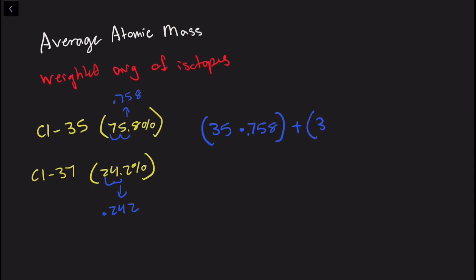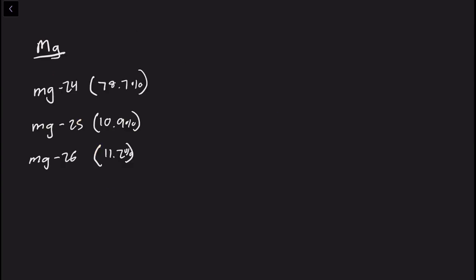which is from the Cl37. So we're going to do the same thing except with 37. We're going to multiply it by 0.242, giving us a total of 35.48. So chlorine will end up with an atomic mass of 35.48, or roughly 35.5, because of its two isotopes, Cl35 and Cl37. If we look at how abundant they are, we can calculate our weighted average from that.